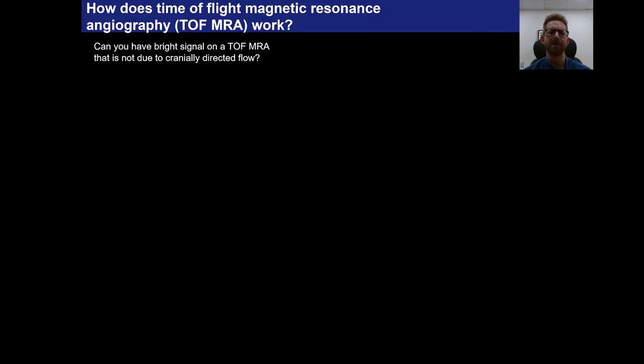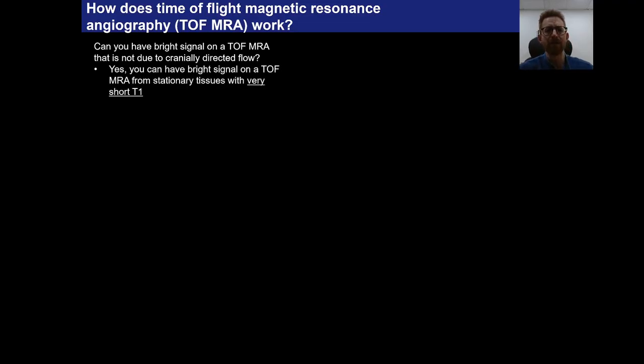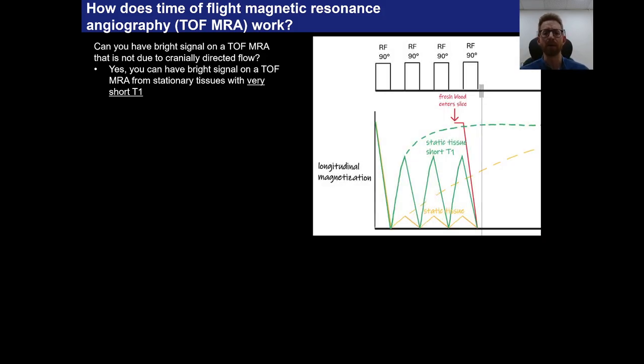Can you have bright signal on time of flight MRA that's not due to cranially directed flow? The answer is yes, if you have something with a very short T1. Remember, we have a very short TR in time of flight MRA. These tightly spaced 90-degree RF pulses imply a very short repetition time. And whenever we have a short TR, we're going to generate T1 contrast. So if you have a tissue that has a very short T1, meaning it recovers its longitudinal magnetization very quickly, even though we're not giving the tissue very much time to recover, its T1 is so short, it still recovers a decent amount of longitudinal magnetization.